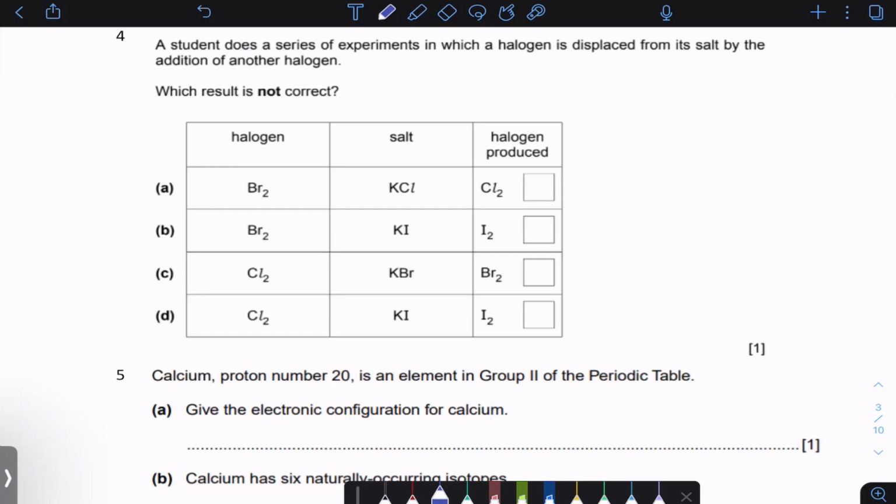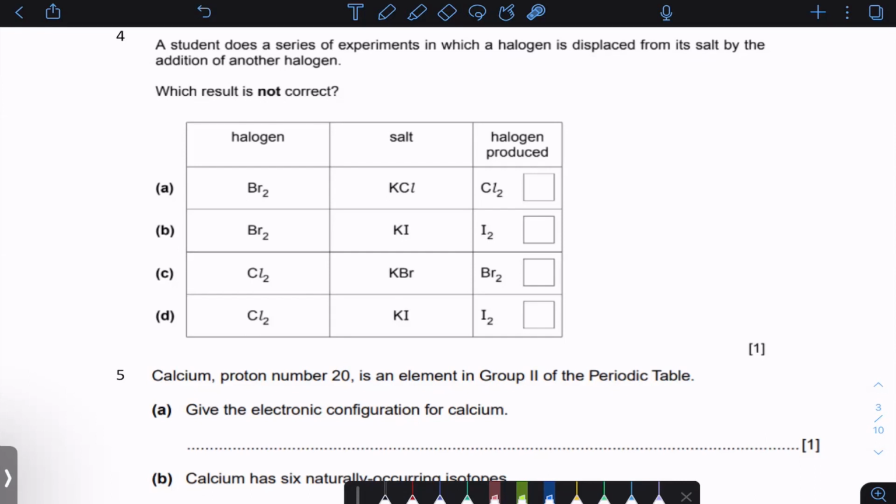A student does a series of experiments in which a halogen is displaced from its ion. It's solved by the addition of another halogen. Now let's look at a few numbers. What is a halogen? Tell me, what is a halogen? It is group 7. Okay. What is salt? Ionic compounds. What is displacement?